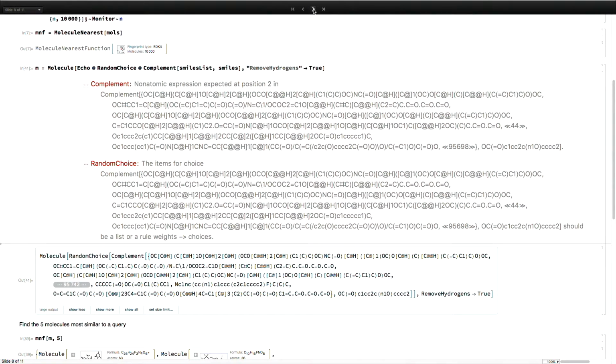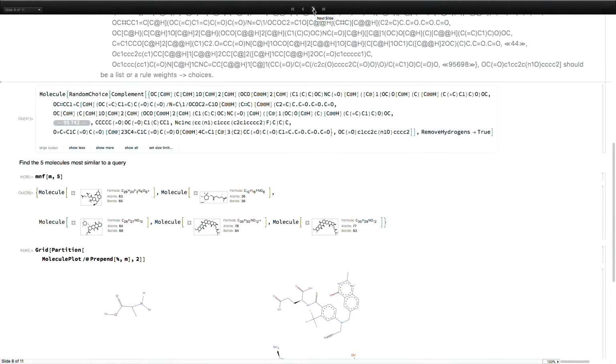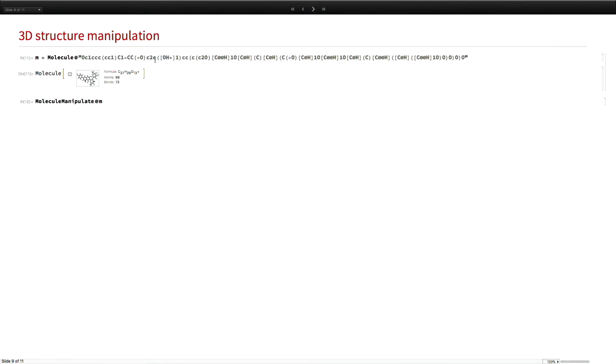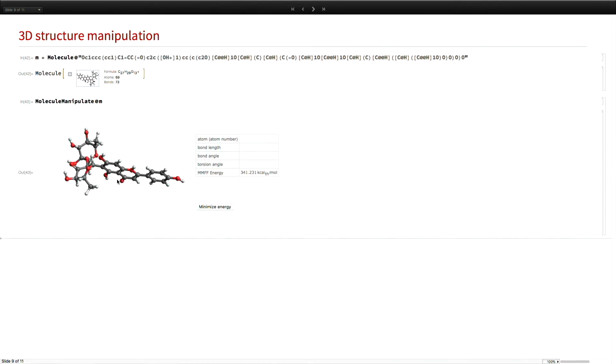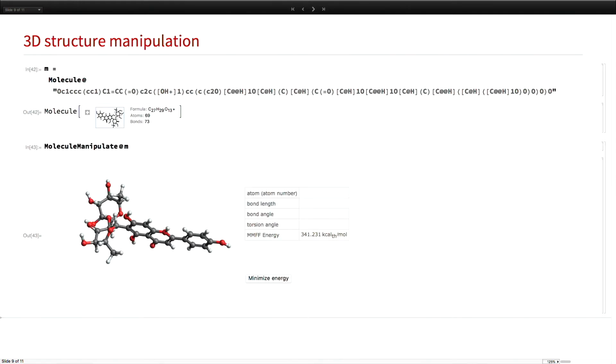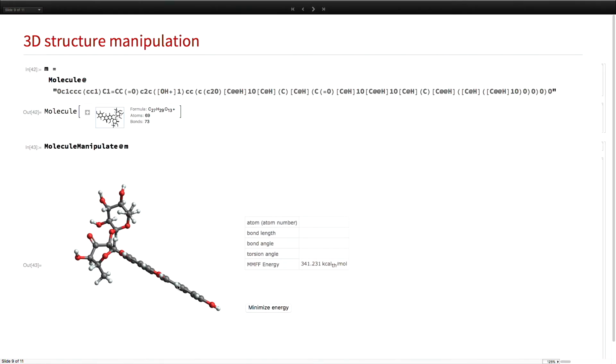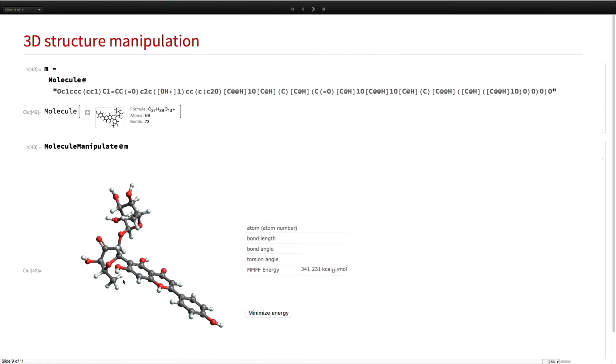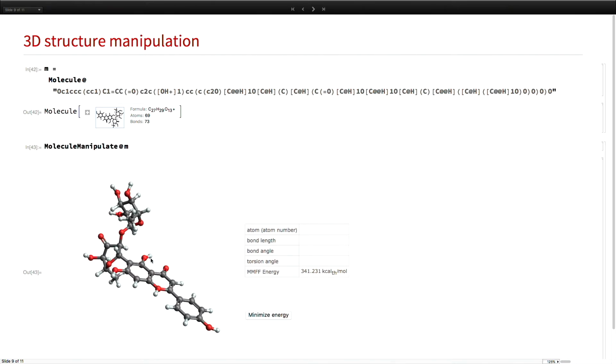Okay, so we can do fingerprint similarity searching. We can do 3D structure manipulation. So we take a molecule from this long SMILES string, and we can manipulate it. Here, we'll make things a little bit larger. We can query for bond lengths, bond angles. Let's look at this carbon-hydrogen bond length.